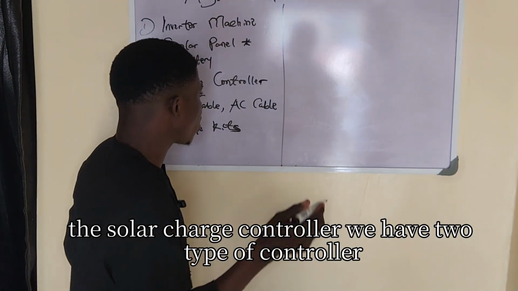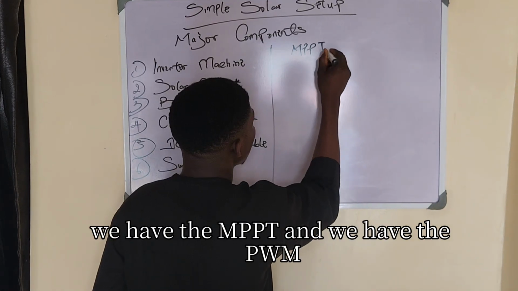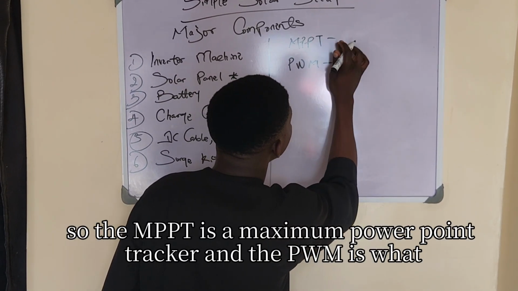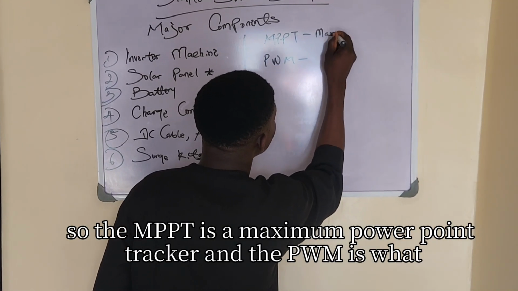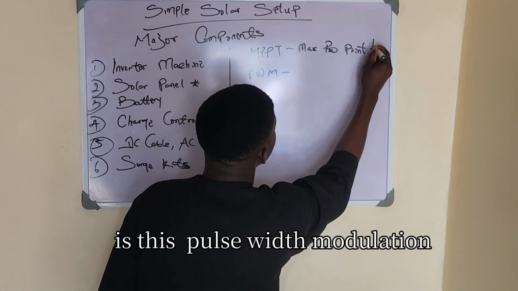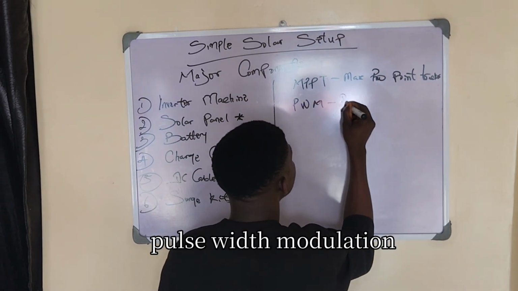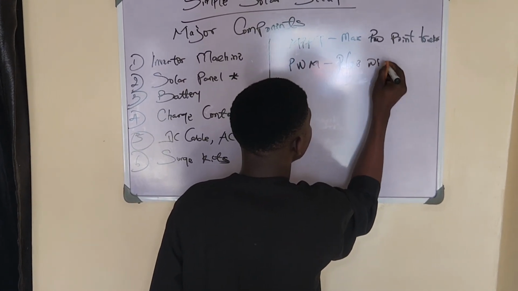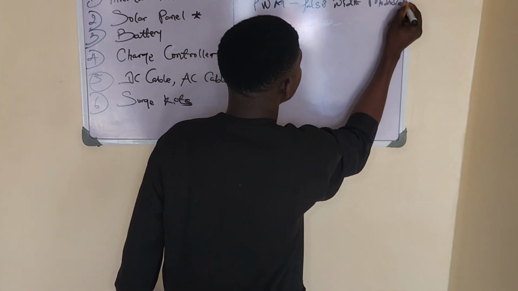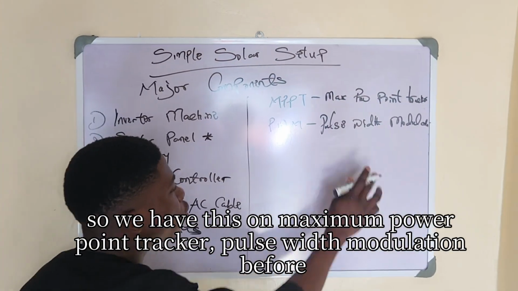The solar charge controller, we have two types of controller. We have the MPPT and we have the PWM. The MPPT is the maximum power point tracker, and the PWM is pulse width modulation.